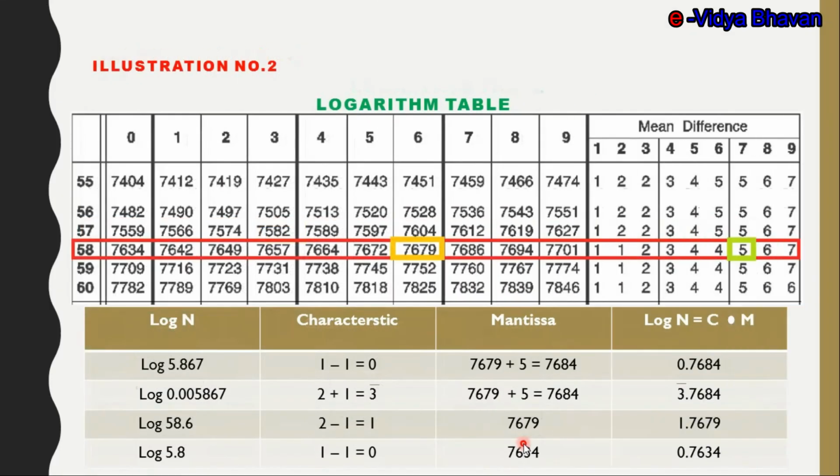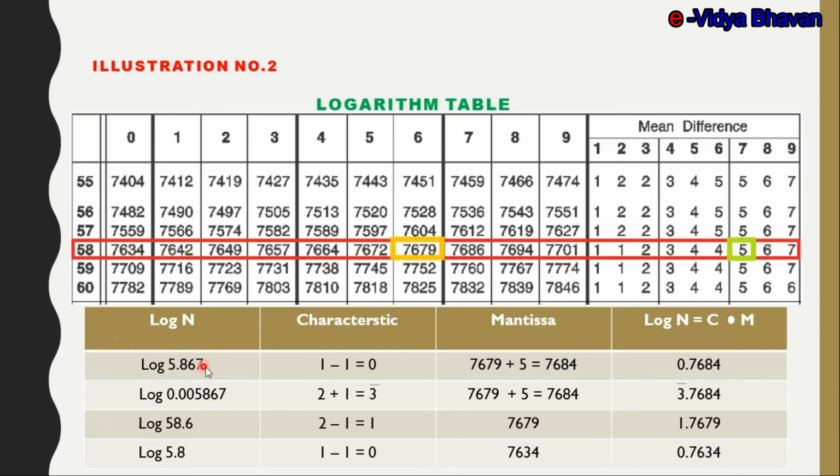Let us understand one more example. Log 5.867. We first see there are 4 digits. Now here we will see the first 2 digits, that is 58. Forget about the decimal. We will be seeing it in the main table, that is 58. Make the table here. Mark it with a red box. So we will be concentrating on this box.